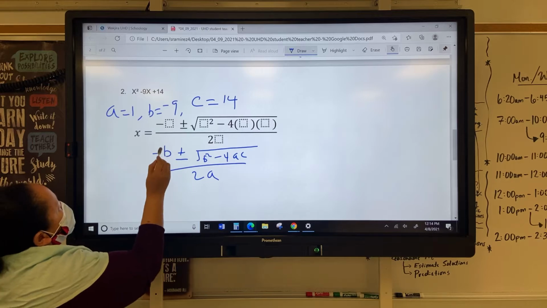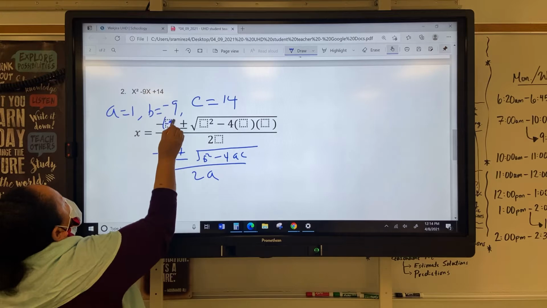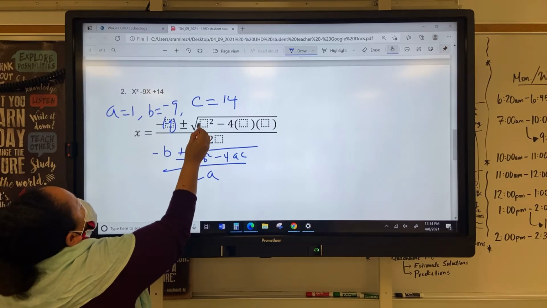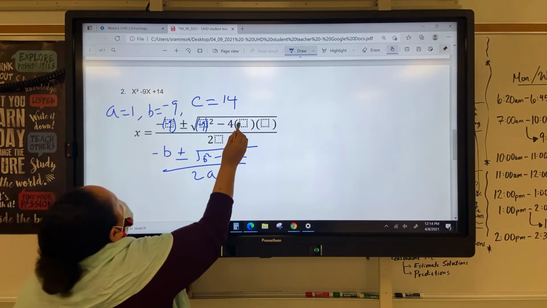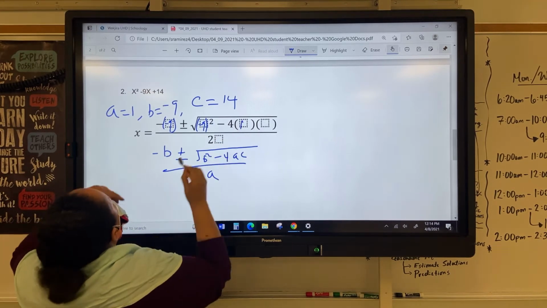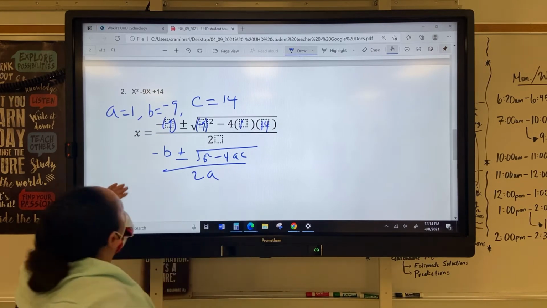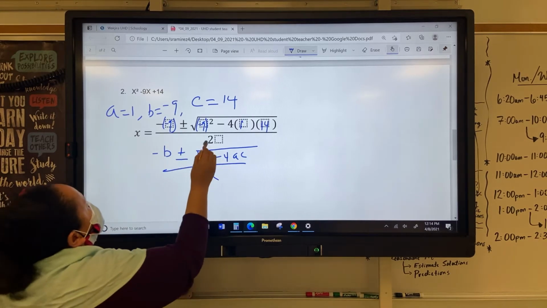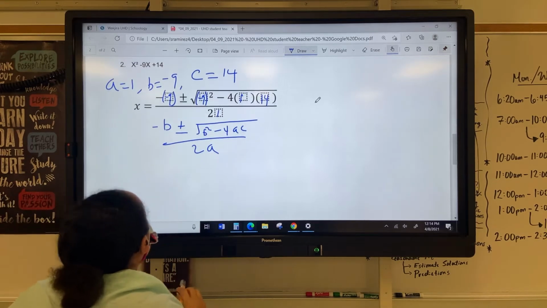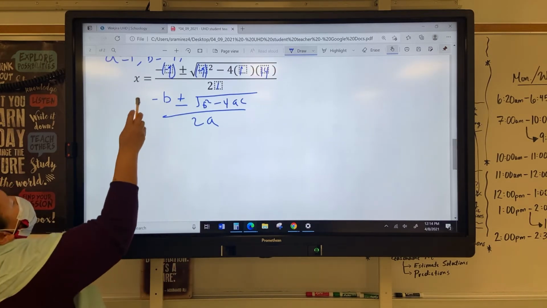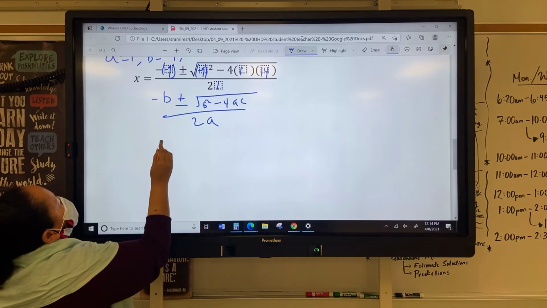So once we have our a, b, c, we just insert them in here. Our b is minus 9, and right here is b also, that is minus 9, and our a is 1, and c is 14. Once we have all the numbers in, it's easy for us to solve, and a is 1 in here. So now I'm going to solve it. Minus times minus is plus, that is 9 there.